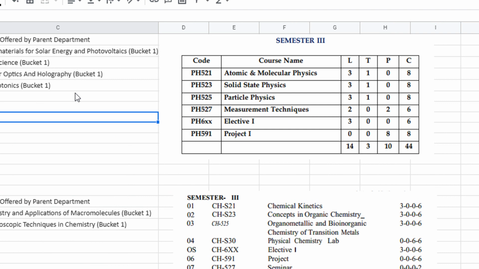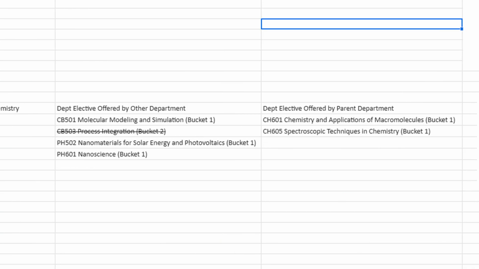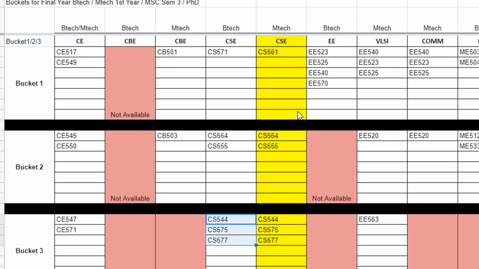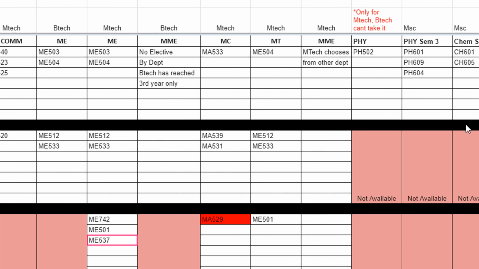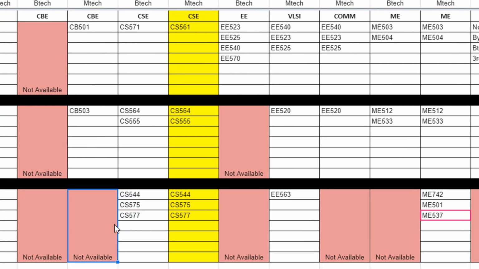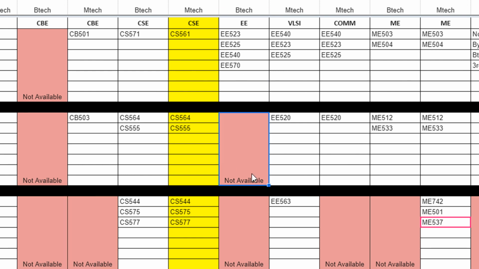So for the registration, the core courses will not be there. For example, see, these are core courses. No core courses are actually mentioned in the subject code. They are only electives. All this table, if you see, there are only electives. You can see some red boxes here, not available, not available. These are because that particular curriculum has only that many.